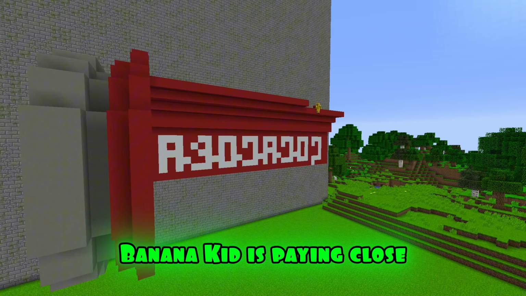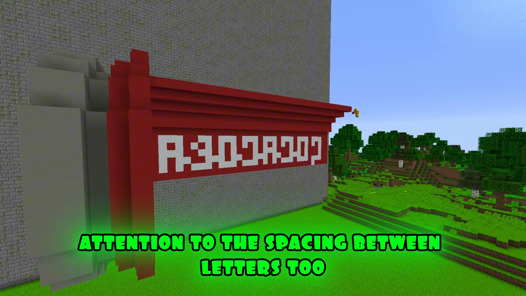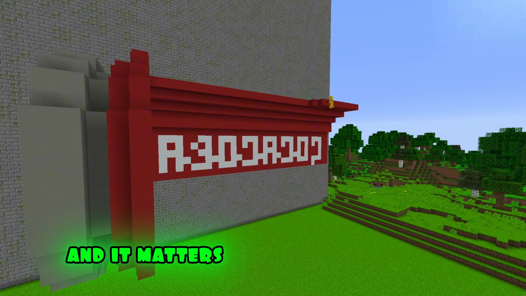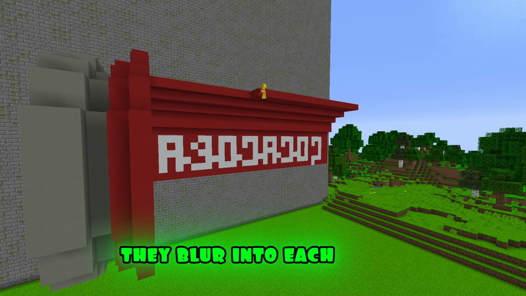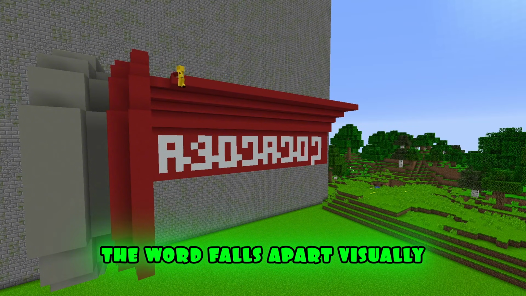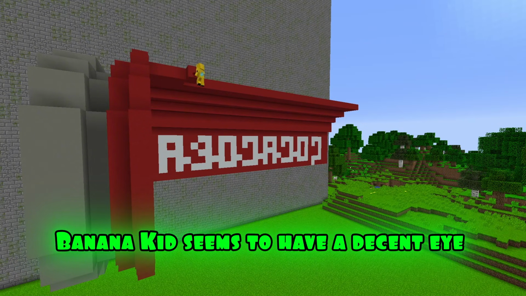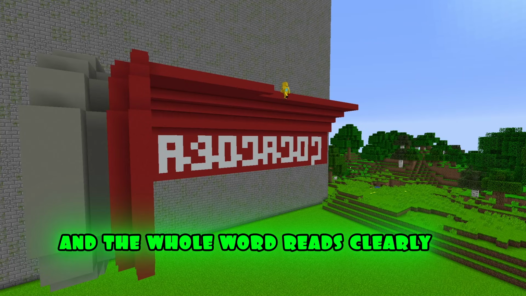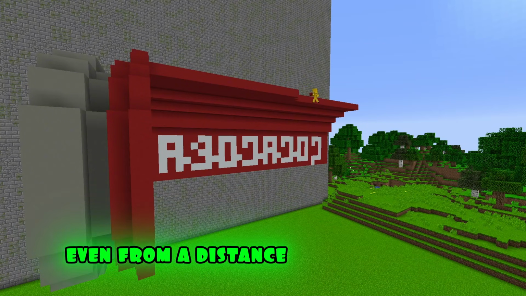Banana Kid is paying close attention to the spacing between letters too. In typography, the spacing between letters is called kerning, and it matters a lot for readability. If letters are too close together, they blur into each other. And if they are too far apart, the word falls apart visually. Banana Kid seems to have a decent eye for this. The letters are evenly spaced, and the whole word reads clearly as Coca-Cola even from a distance.